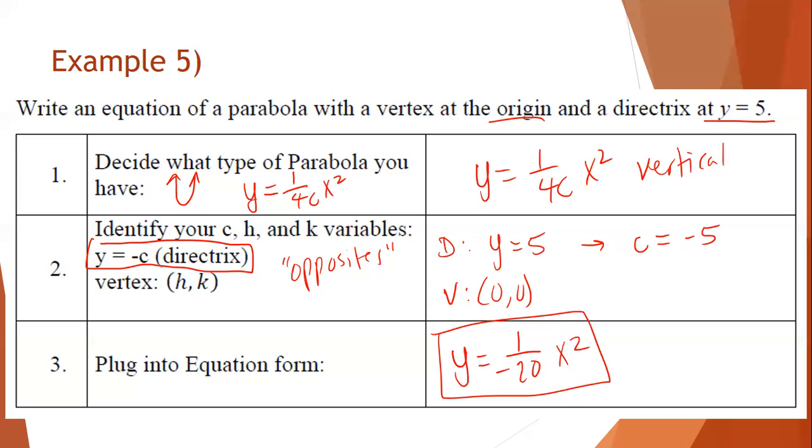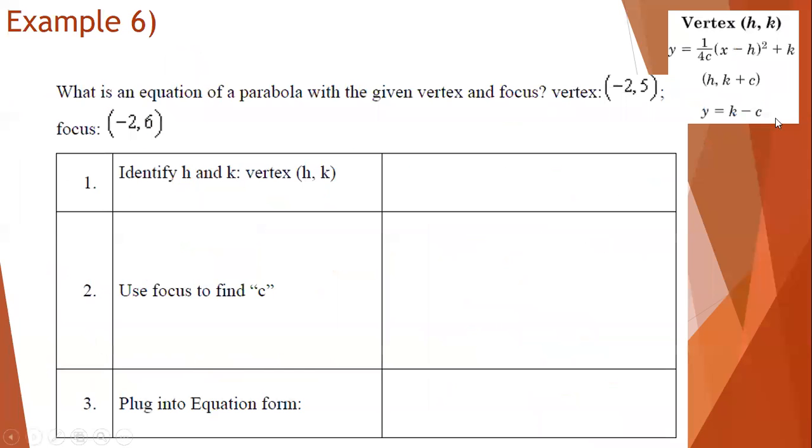It says 4C, so that means you're always multiplying. All right, so for the next problems, we're not going to be at the origin anymore. We're now going to be at any other place but the origin, okay? So in example 6, it says, what is an equation of a parabola with the given vertex and focus? So it's telling us, oh, you're not at the origin. Since we're not at the origin, we're using y equals 1 over 4c times x minus h squared plus k, because we're no longer at the origin.